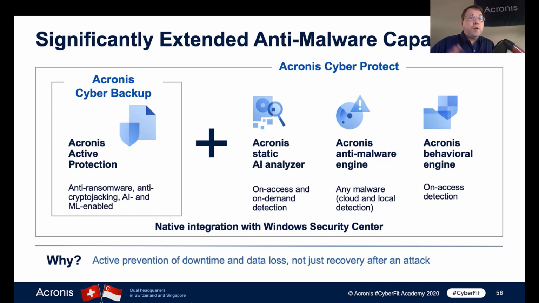As we mentioned a minute ago, our Acronis Active Protection is a feature of our backup product. We build upon that technology with our own antivirus and anti-malware stack that includes a static AI analyzer, an anti-malware engine, and a behavioral engine, so that we're using all of the different methodologies that are available to identify when things are going on. And it now has support for native integration within the Windows Security Center.